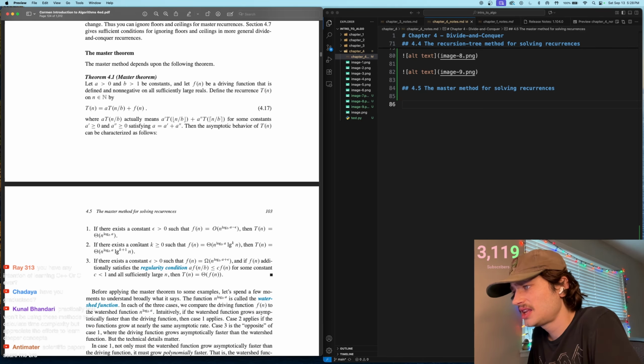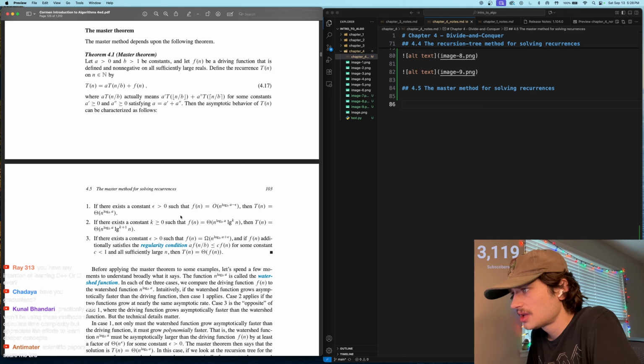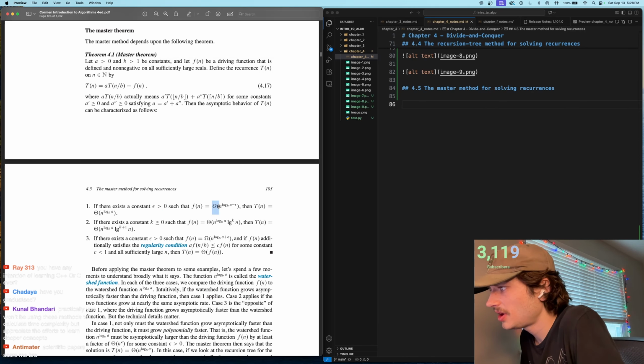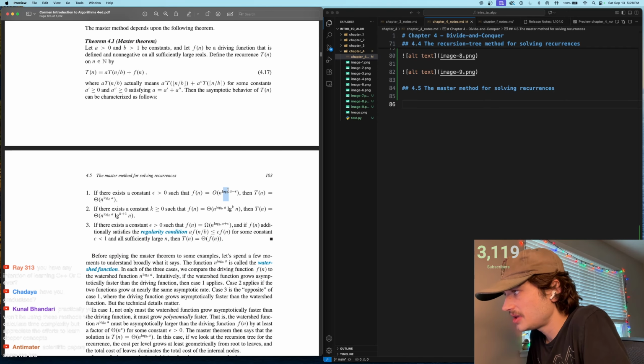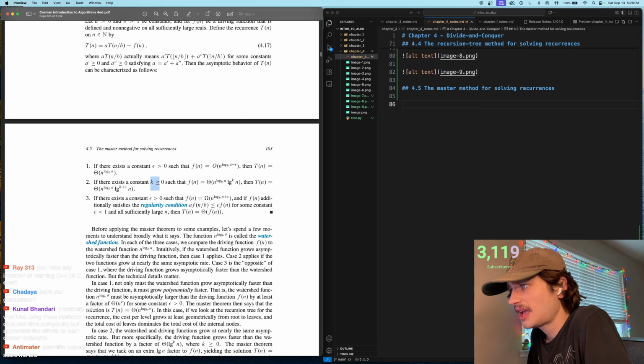1. If there exists a constant ε > 0 such that f(n) = O(n^(log_b a − ε)), then T(n) = Θ(n^(log_b a)). 2. If there exists a constant k ≥ 0 such that f(n) = Θ(n^(log_b a) log^k n), then T(n) = Θ(n^(log_b a) log^(k+1) n).